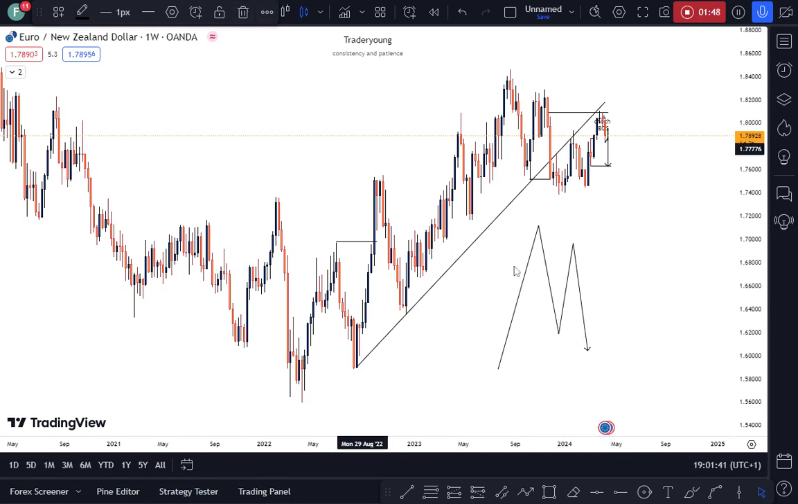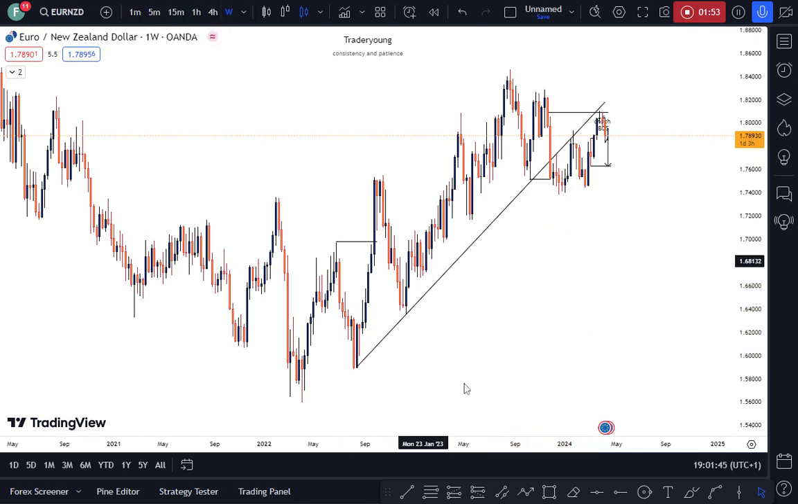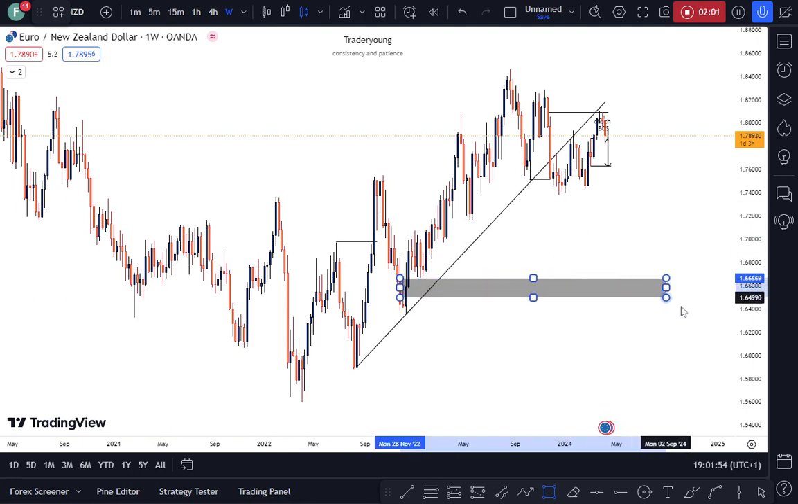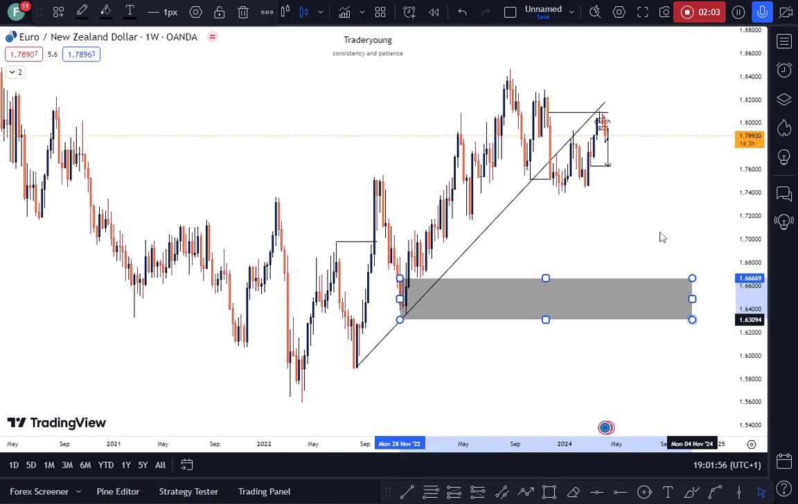What next? This is on the weekly time frame. Majorly, I'm saying we are going to be going very, very bearish for quite some time. So what are we looking at? We go to the daily time frame.